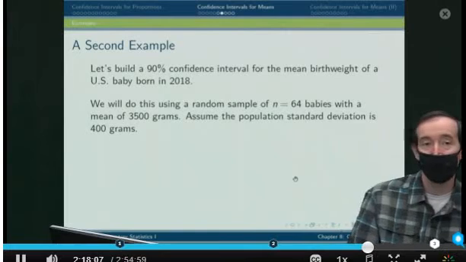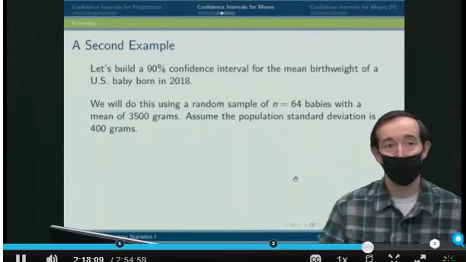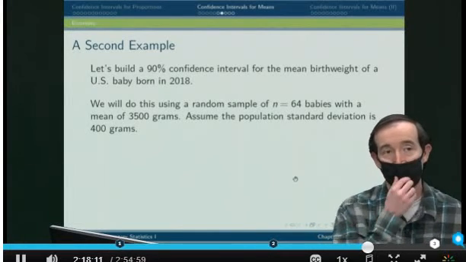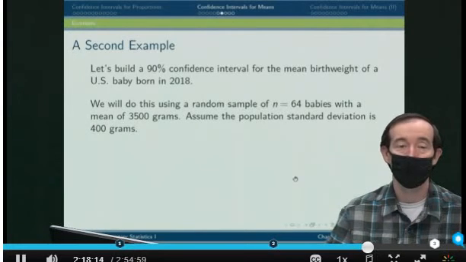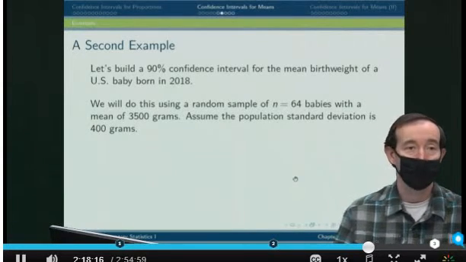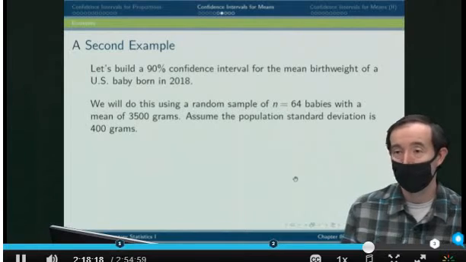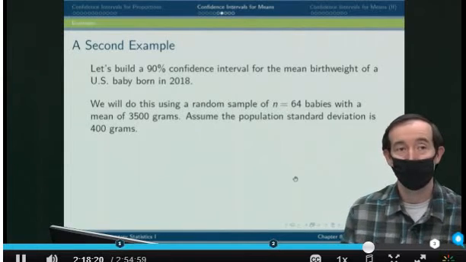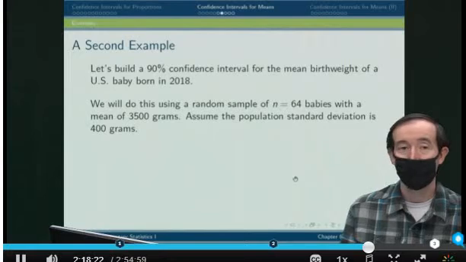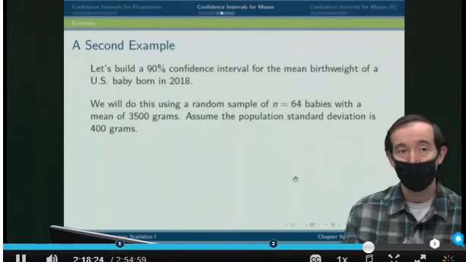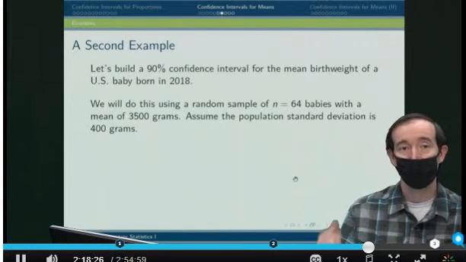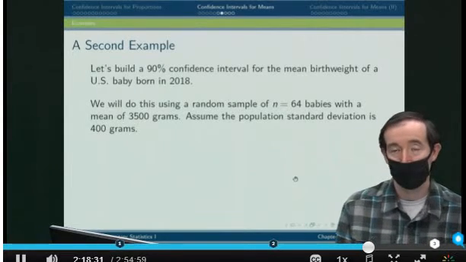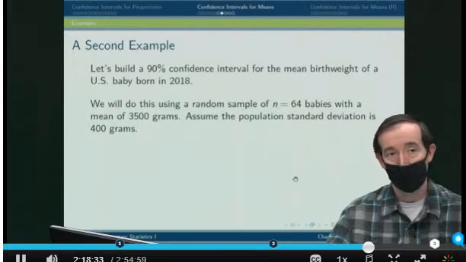All right, well, what if I wanted to produce a 90% confidence interval for the mean birth weight of a U.S. baby born in 2018? Okay, well, what I could do is select a random sample, let's say of 64 babies in this case, find the mean in that sample, and use that to construct a confidence interval for the population distribution of birth weights. Okay. So let's do that.